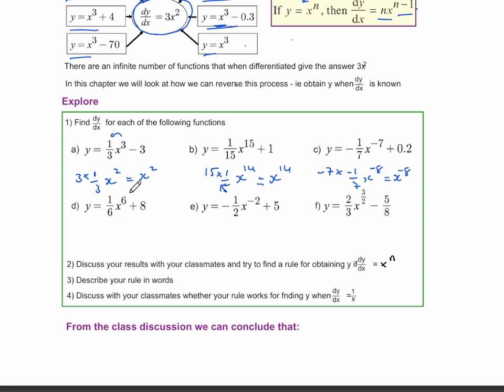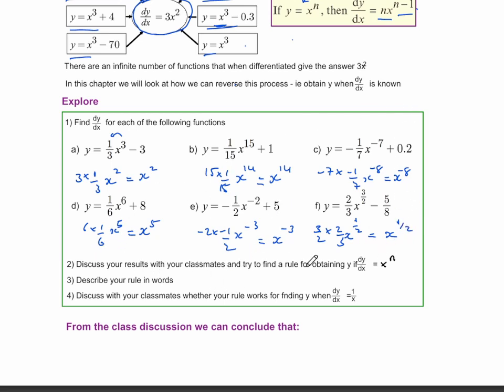1 over 6 x power 6, you multiply the 6, which comes 6 times 1 over 6, x power 6 minus 1, which is 5, then the constant goes away, this just gives us x power 5. Then here, negative 2 times negative 1 over 2 x power negative 2 minus 1, which is negative 3. Constant goes away, we end up with x power negative 3. Then the final one, 3 over 2 multiplied by 2 over 3, x power 3 over 2 minus 1, which is just 1 over 2, which is equal to x power a half. Constant obviously goes away for each.